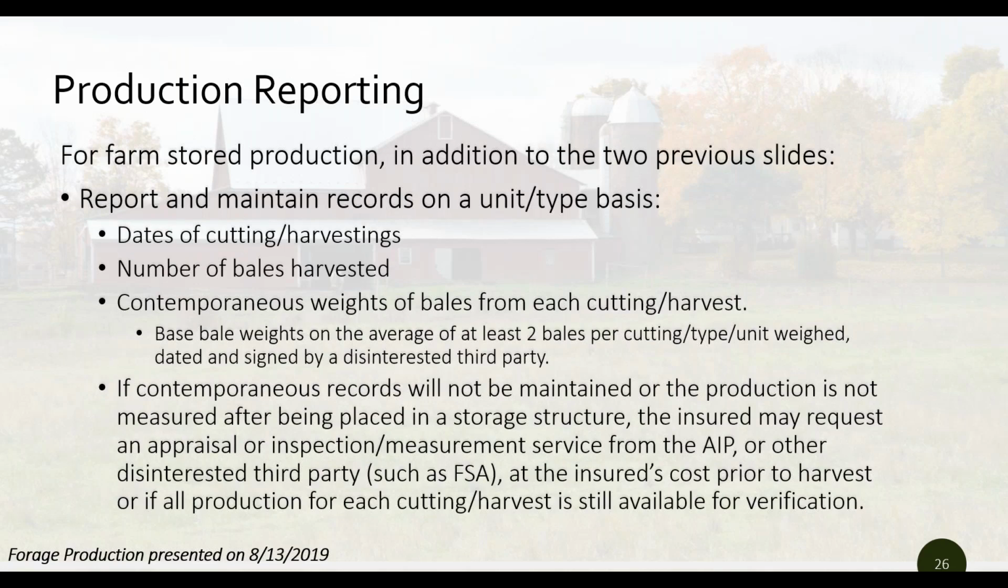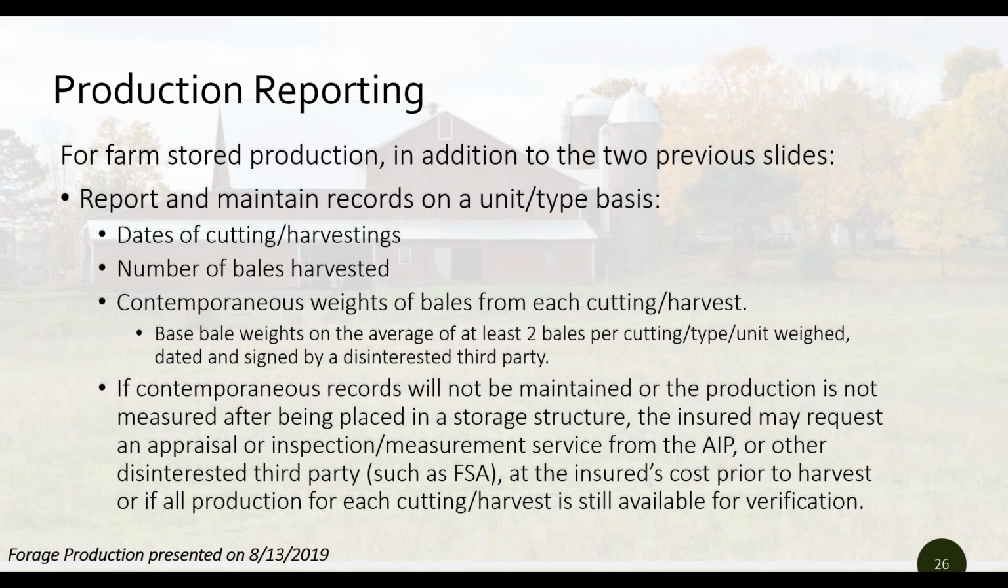So for farm stored production, in addition to what we had on the 2 previous slides, you want to maintain and report records on a unit type basis. Make sure you include the date of cuttings and the harvestings, the number of bales harvested, and these must have contemporaneous weights from bales from each cutting or harvest. You want to base those bale weights on the average of at least 2 bales per cutting type unit weighed, dated and signed by a disinterested third party. And the last bullet there basically identifies the disinterested third party.